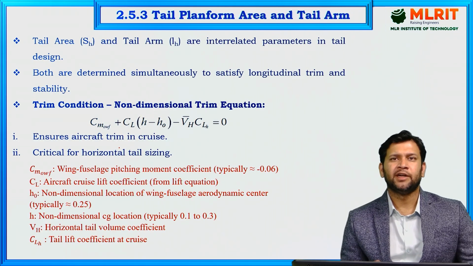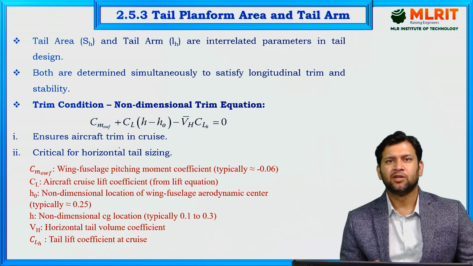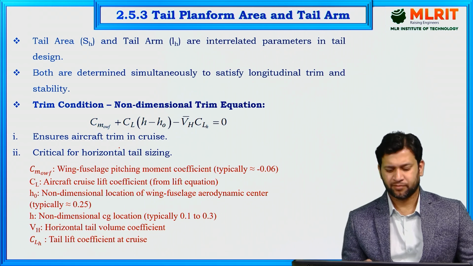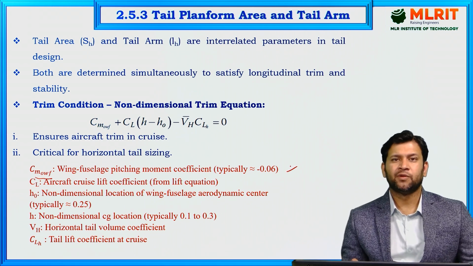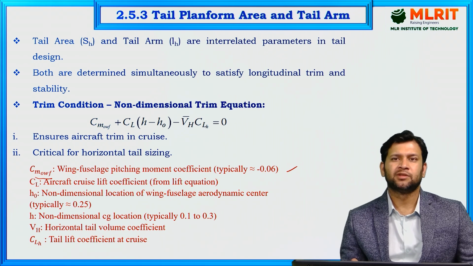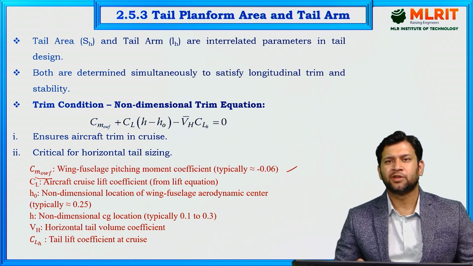Tail area and tail arm length are interrelated parameters in tail design. Both are determined simultaneously, which ensures aircraft trim in cruise and is critical for horizontal tail sizing. Cm0WF is the wing fuselage pitching moment coefficient, which is approximately negative 0.06. CL is the aircraft cruise lift coefficient, which is from the lift equation.